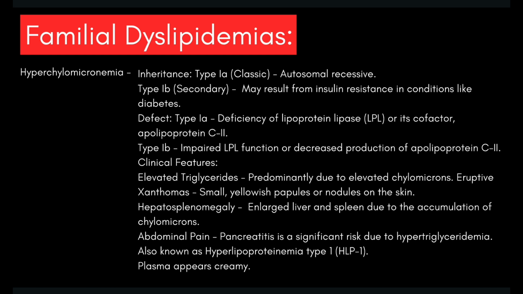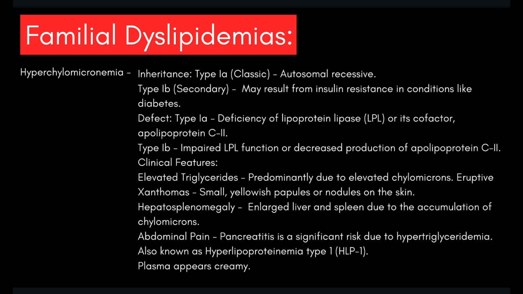So in today's review video, we're going to be covering familial dyslipidemias, starting off with hyperchylomicronemia. The classic form of it is mainly inherited in an autosomal recessive fashion. The secondary form of it may result from insulin resistance in conditions like diabetes. The main defect seen in the classical form of hyperchylomicronemia is deficiency of lipoprotein lipase, also known as LPL, or its cofactor apolipoprotein C2. In the secondary form, the main defect seen is impaired LPL function or decreased production of apolipoprotein C2.